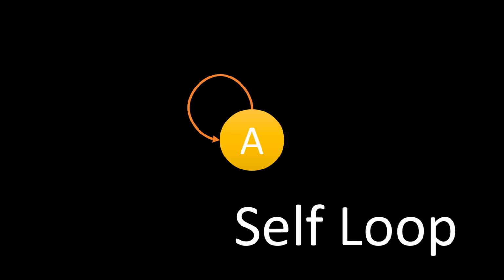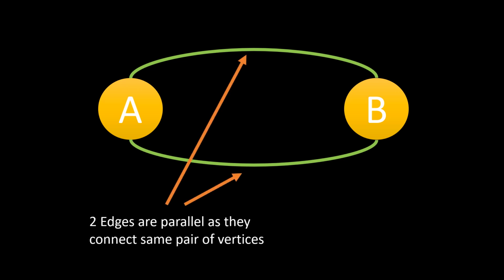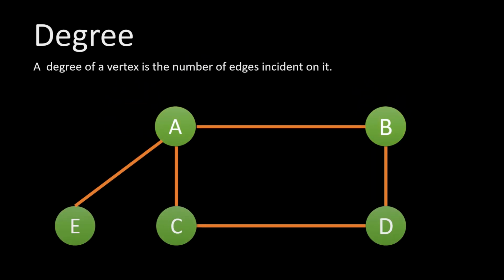Now consider we have only one node and the edge from this node is connected to itself. This type of edge is called self-loop. Now if we have two vertices and two edges are connecting them, then the two edges are parallel to each other as they connect the same pair of vertices.